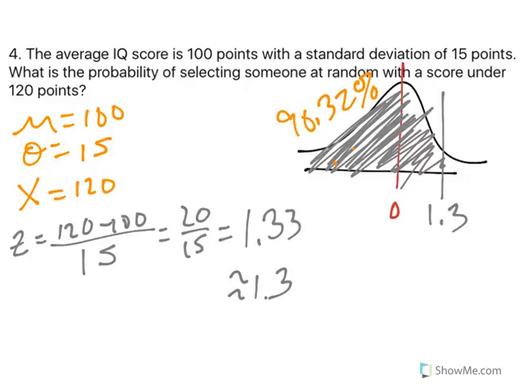90.32% because the table gave me 0.9032. So 90% of people have an IQ less than 120 points. That's what that means.